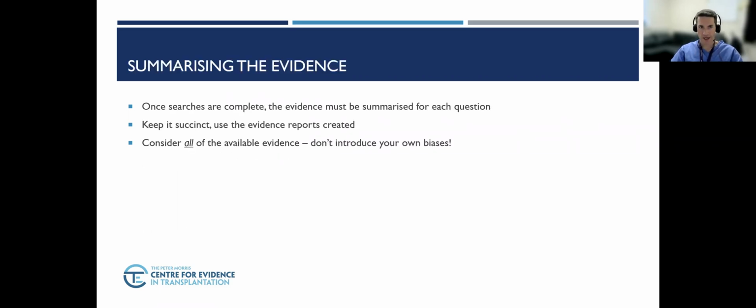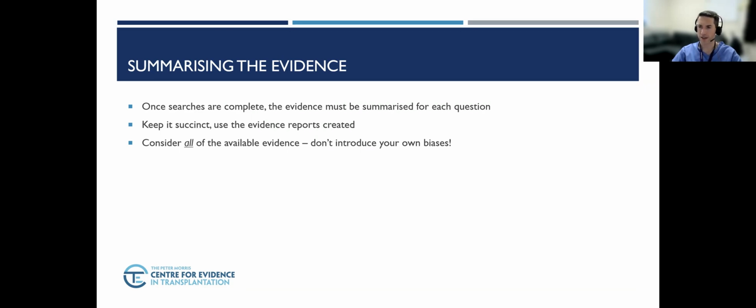So once we've finished our literature searches, we've hopefully identified all of the evidence to answer each of the questions that we want to address in our set of clinical practice guidelines. And we now need to summarize that evidence and provide some clear, straightforward recommendations for practice where possible, where the evidence is strong enough. We want to try and keep it as succinct as possible. We want to use all of the available evidence in order to answer the questions.